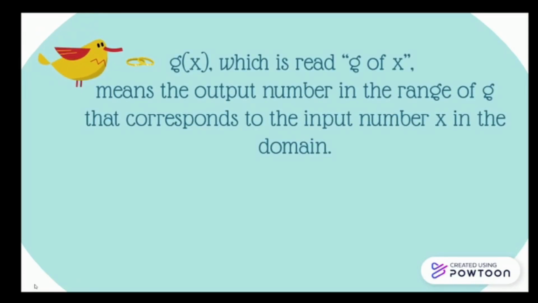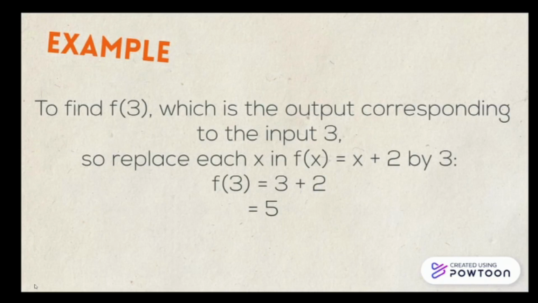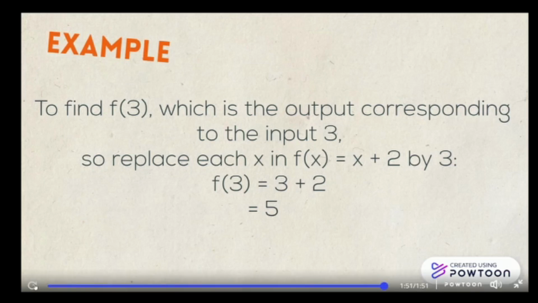g(x), which is g of x, means the output number in the range of g that corresponds to the input number x in the domain. For an example, to find f(3), which is the output corresponding to the input 3, replace each x in f(x) equal to x plus 2 by 3, so f(3) equal to 3 plus 2 equal to 5.